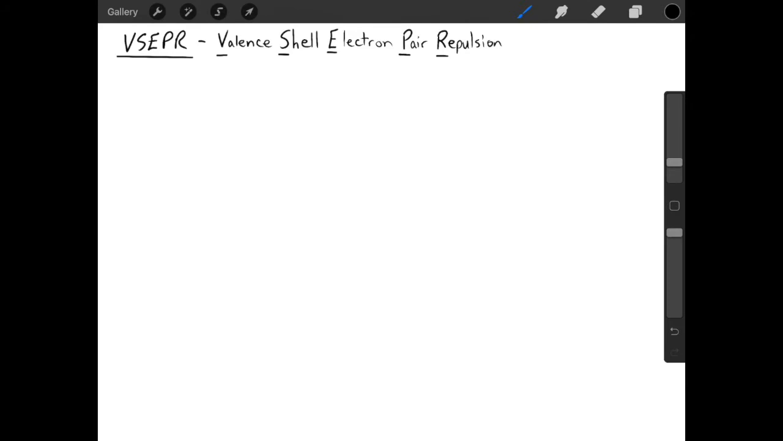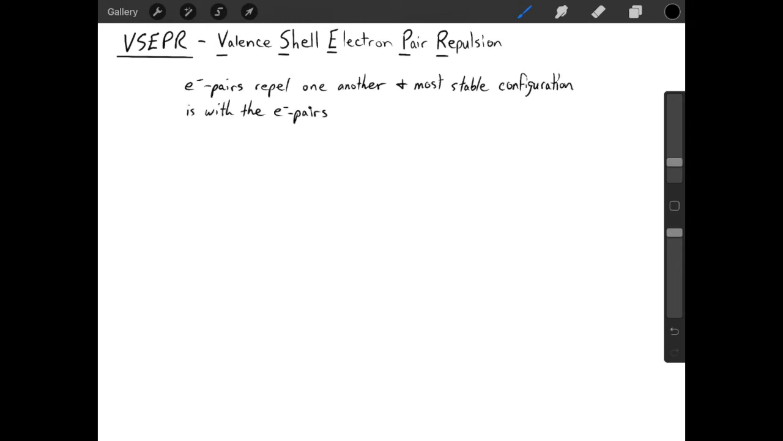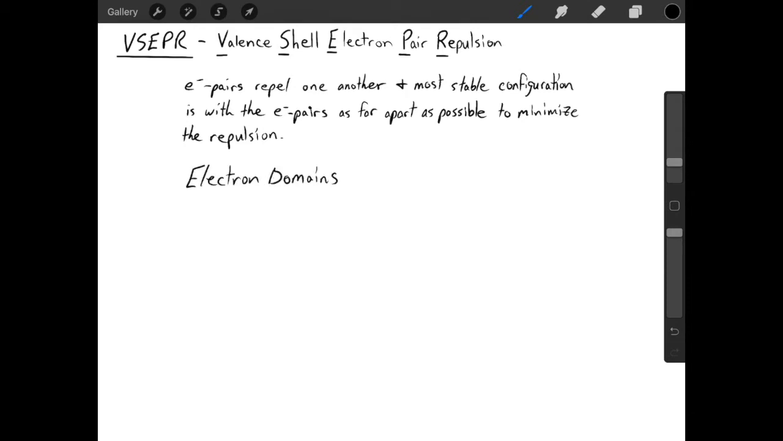And the key concept is that electron pairs within a molecule are going to repel one another, and the most stable position is when all of the electron pairs are as far apart as possible. And these electron pairs can be lone pairs of electrons, or they can be pairs of electrons that make up different bonds. And the model uses a new phrase called electron domains. And there are two different types of electron domains. They are bonding and non-bonding.